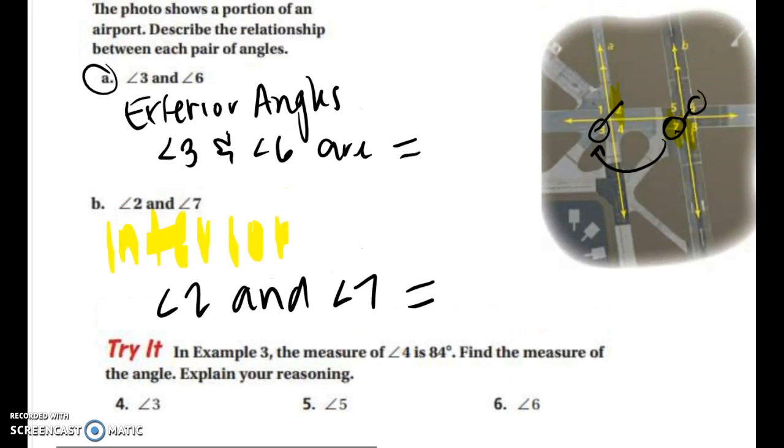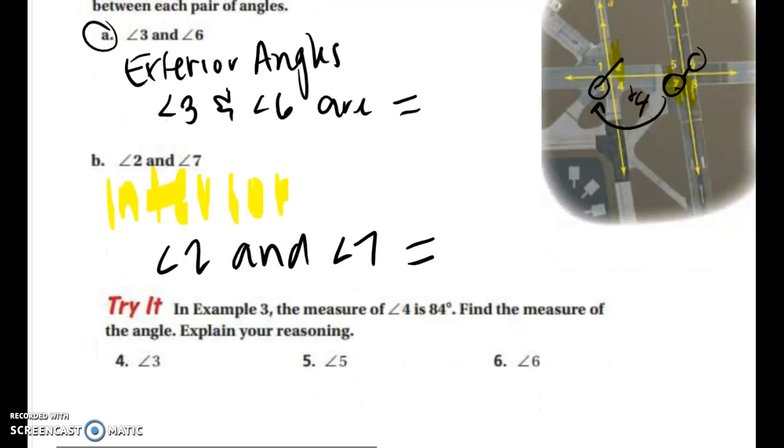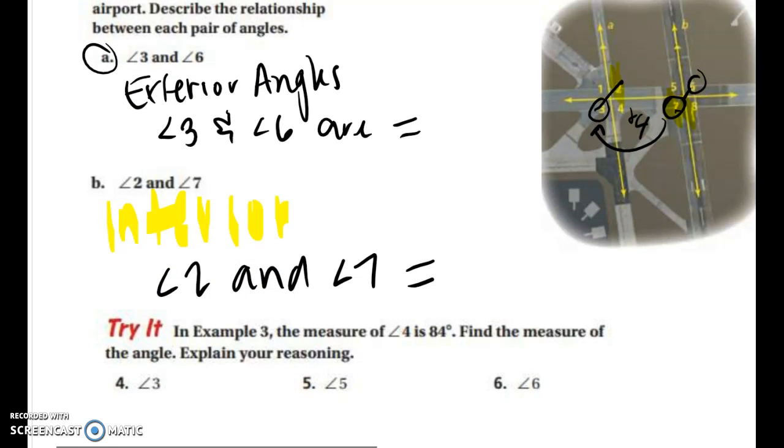So in the example, the angle 4 is actually 84 degrees. And so find the measures of the angles. So if that is 84, then what is angle 3? So we're going to do 180 minus 84. And that equals a 96-degree angle. So this is 96.